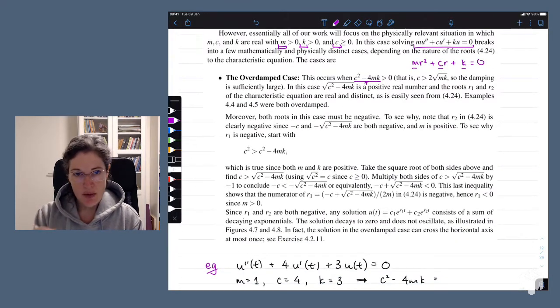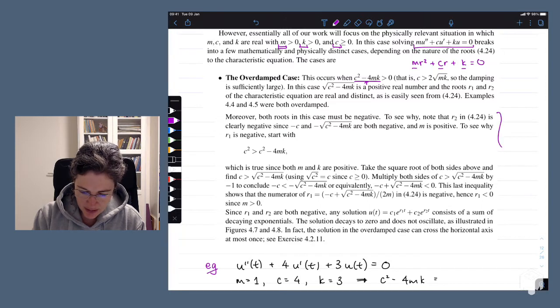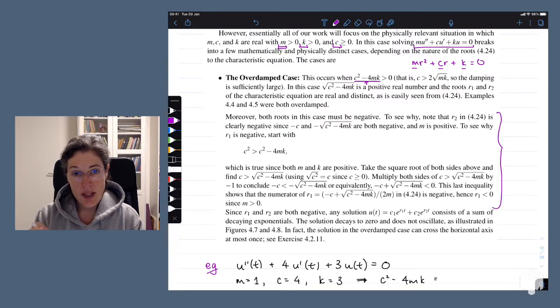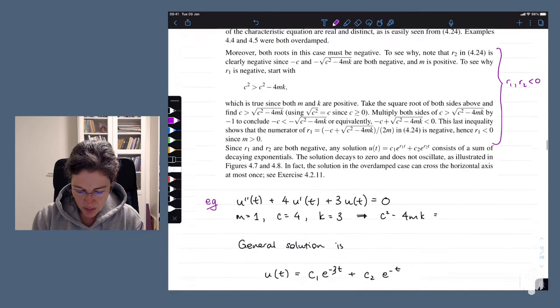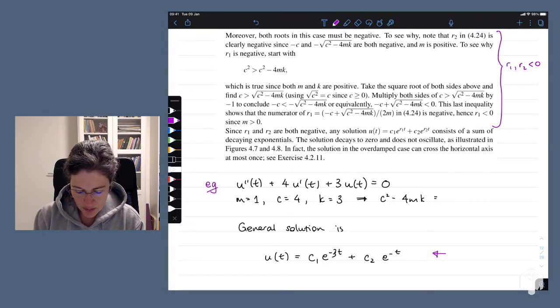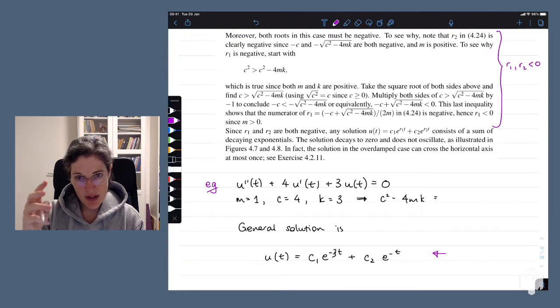And we can also do a little bit of work, and you're welcome to talk through this by yourself, but you can find that r1 is also negative. So the upshot of both of these is that in the overdamped case, our r1 and our r2 are both less than 0. So when we plug those into our general equation, as we did over here in our specific solution, you'll see that our solution in the overdamped case is going to be a sum of two decaying exponentials, because you will get an e to the minus something plus a constant times e to the minus something.